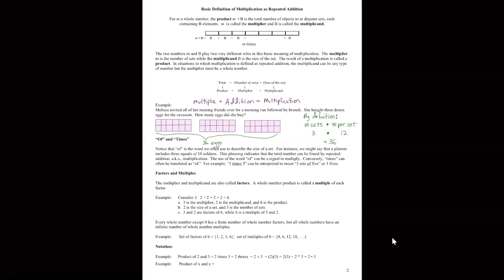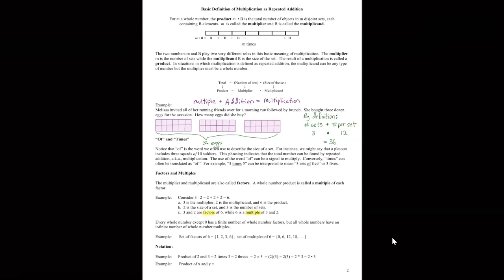So, the example there, we've got 3 times 2, which is really 2 3 times, right? Which gives you a 6. 3 is the multiplier, 2 is the multiplicand, and 6 is the product. 2 is the size of the set. 3 is the number of sets, another interpretation. 3 and 2 are factors of 6, while 6 is a multiple of 2 and 3, or 3 and 2. I'll just highlight factor. All right, so those words are related to the same operation, but they have a different meaning within the context of that operation.